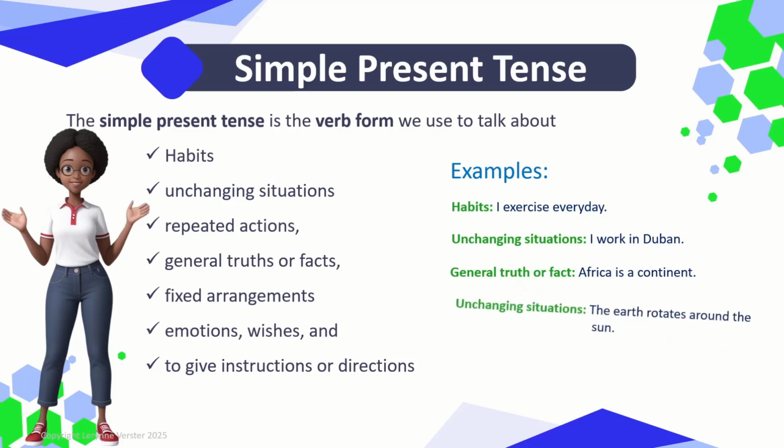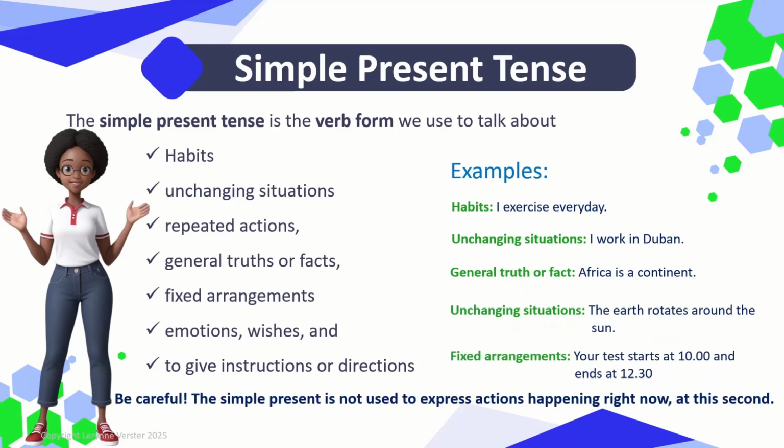Unchanging situations: the earth rotates around the sun. To express fixed arrangements, present or future: your test starts at 10 a.m. and ends at 12:30 p.m. Be careful. The simple present is not used to express actions happening right now, at this second.